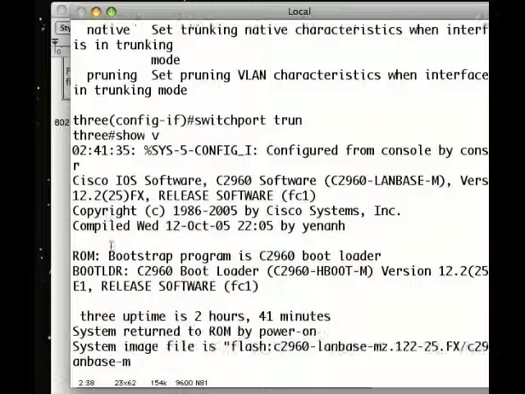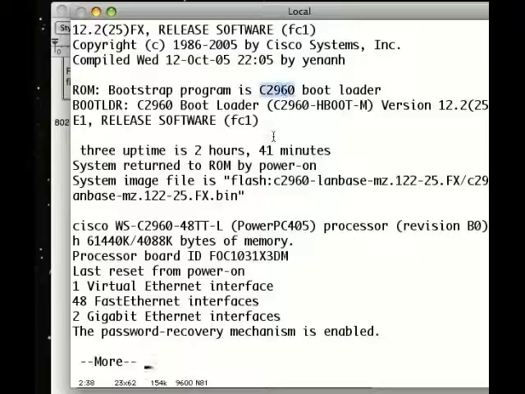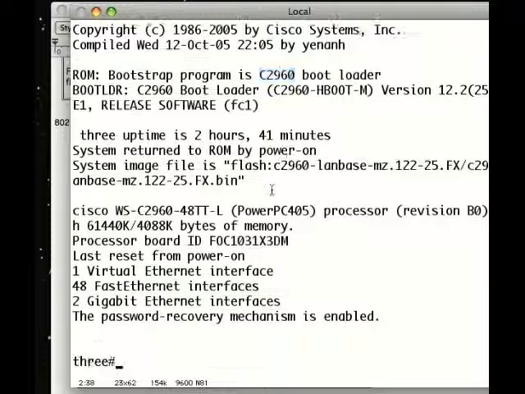Show ver. This box is a 2960. It's a modern enough switch that it does not even support the old ISL trunk format. It only talks 802.1q trunking.